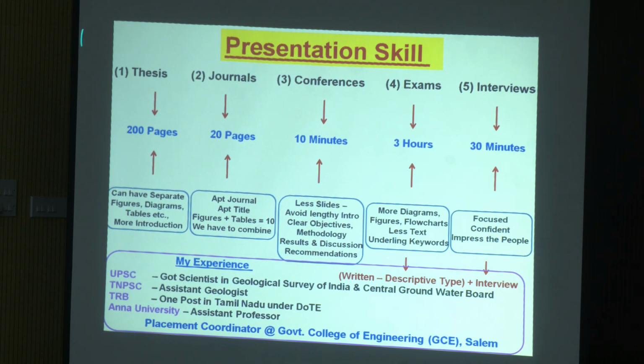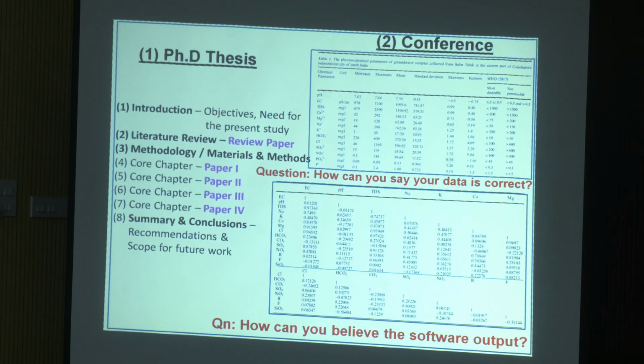So this is very, very important. So presentation skill will vary. So way of presentation will vary, right? Then coming to the thesis, you can have any number of chapters, but generally the first chapter will be mostly introduction. You should have clear methodology, clear objectives and need for the present work. So you have to mention these two important things.